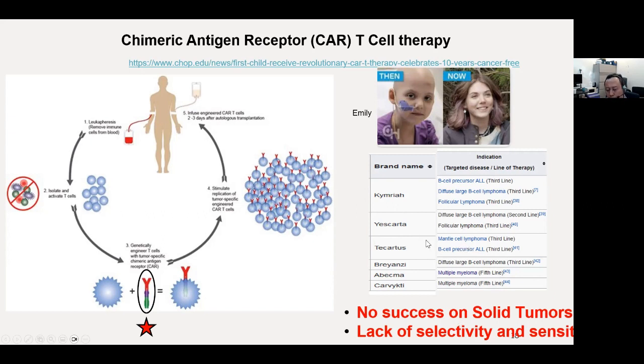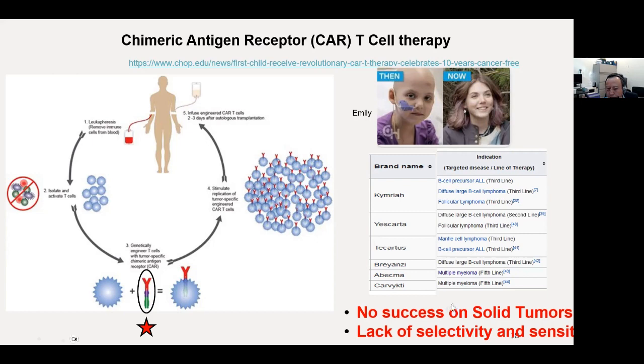So people want to extend this method to solid tumors, breast cancer, lung cancer, prostate cancer, or other solid cancers, but with no success. One of the big challenges is still the lack of selectivity, because for solid tumors, the typical biomarker on the tumor is also present in normal cells. So if you're killing it, you're also killing the good cells.